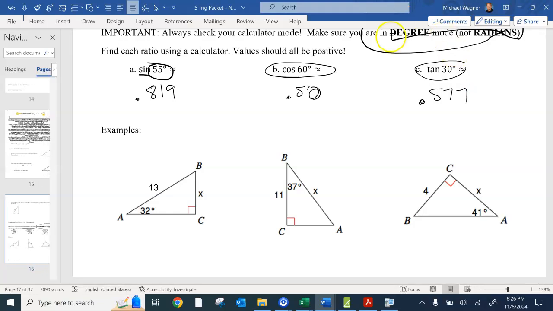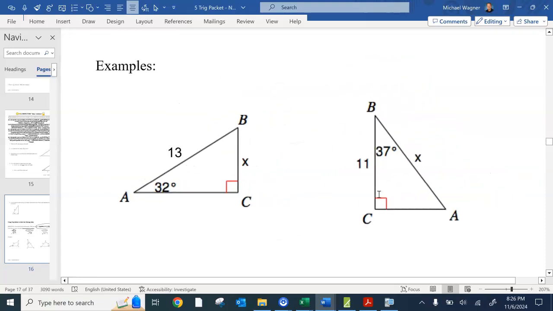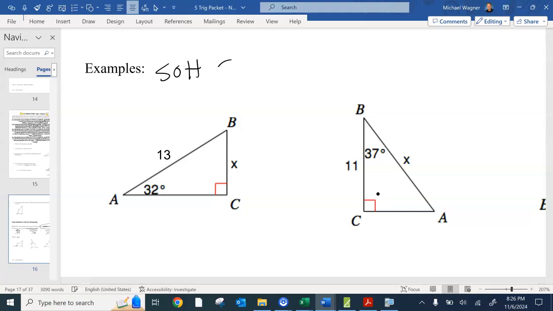Okay, so now we're going to use this information to actually start solving for sides of a right triangle. So let's look at this first example right here. Okay, so now we're going to use trigonometry. So step number 1, right, SOHCAHTOA as usual. And we need to find x, the side of the triangle.